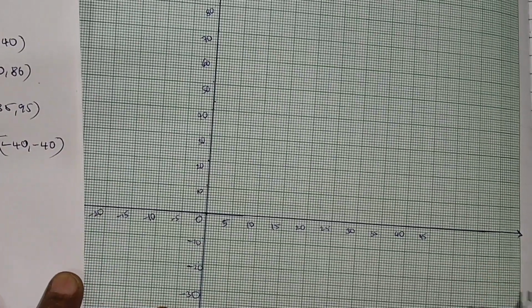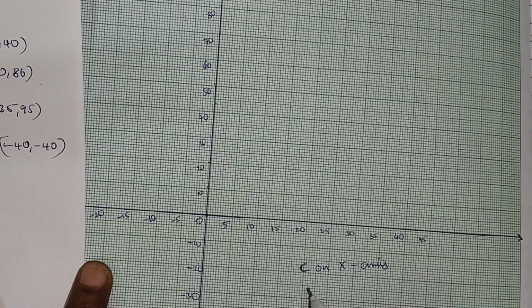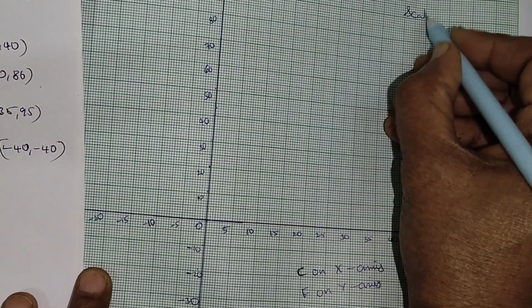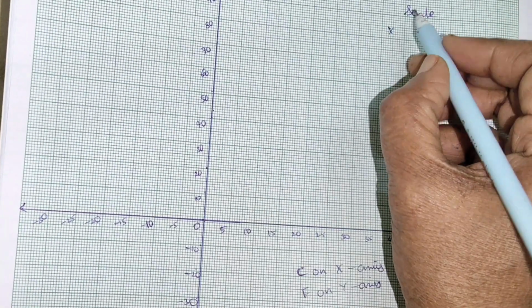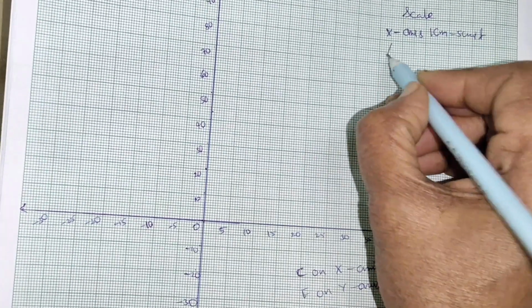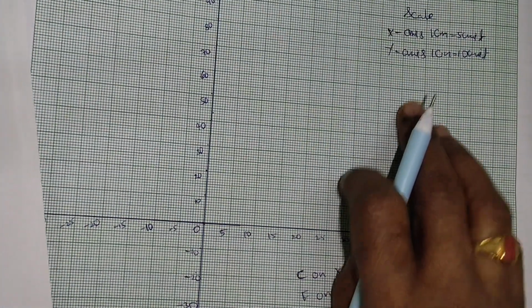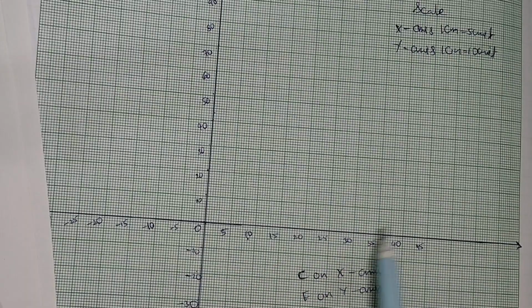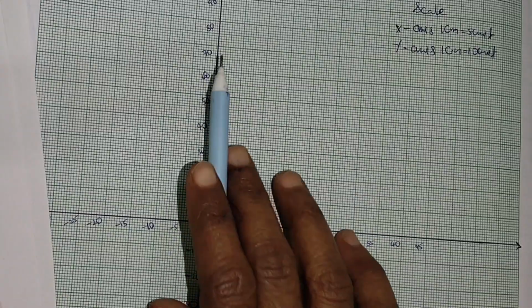Here I have already drawn the x and y axes. First, Celsius is on the x-axis and Fahrenheit on the y-axis. So now we write the scale. Fahrenheit we write on the y-axis, and the x-axis is Celsius. On the x-axis, 1 centimeter equals 5 units, and on the y-axis, 1 centimeter equals 10 units. So on the x-axis, 5 units means 0, 5, 10, 15, 20, 25, 30. On the y-axis, 1 centimeter equals 10 units, which means 0, 10, 20, 30, 40, 50, 60, 70.